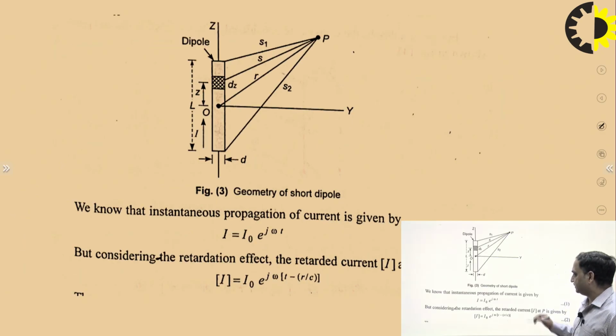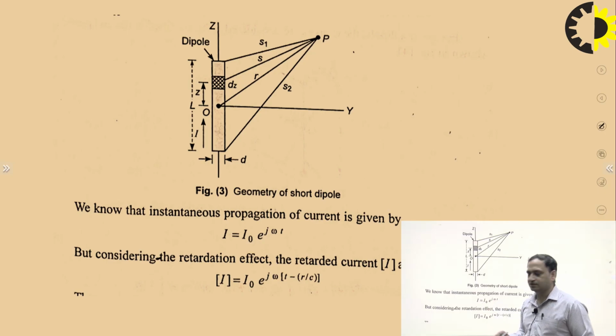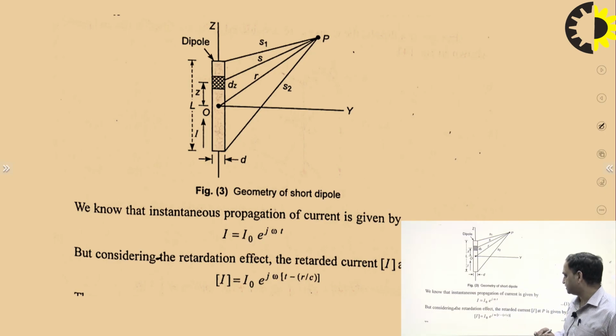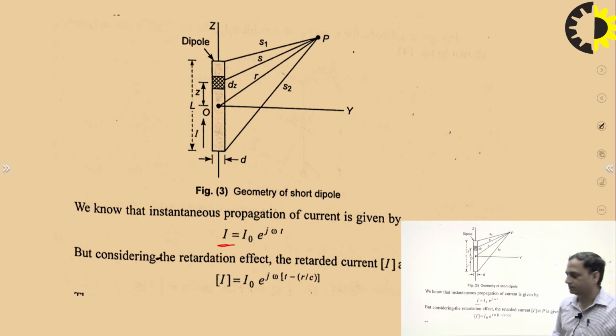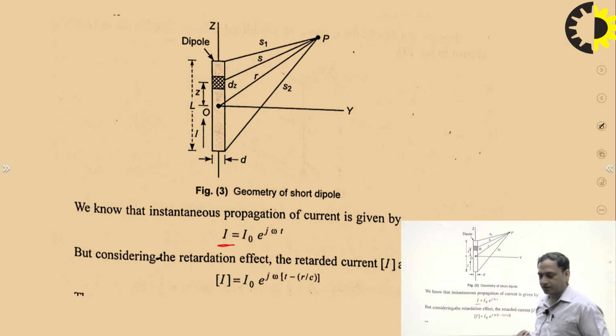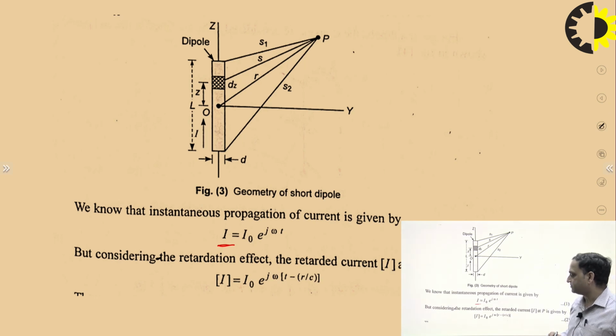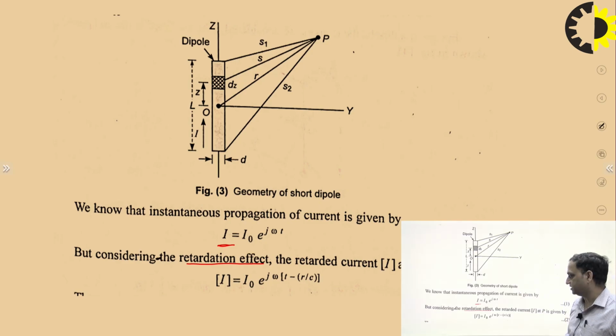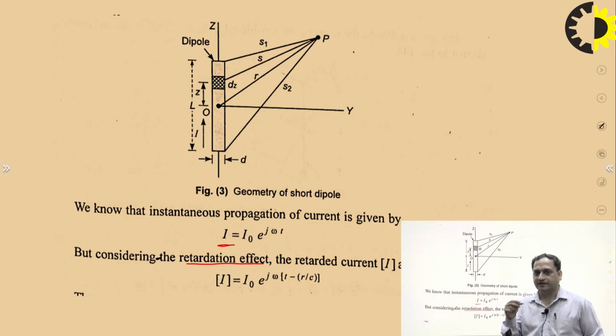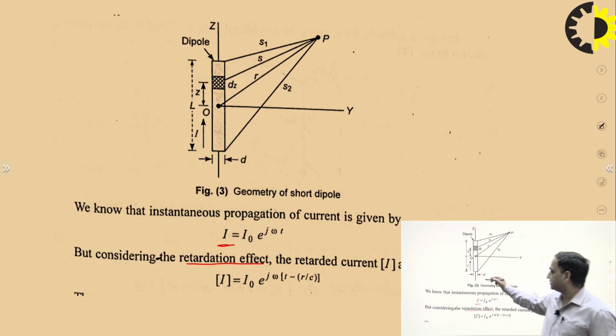Here, for the effect of the instantaneous current, by the geometry we know that the current I is equal to I naught e to the power j omega t. This is the instantaneous current flowing into this dipole. Now another concept which occurs in antenna theory is the retardation effect. What is the retardation effect? It represents at what time the field appears when we provide the current into this dipole.